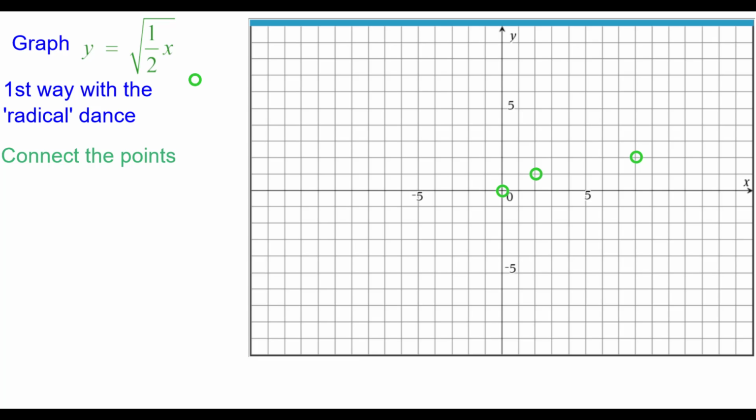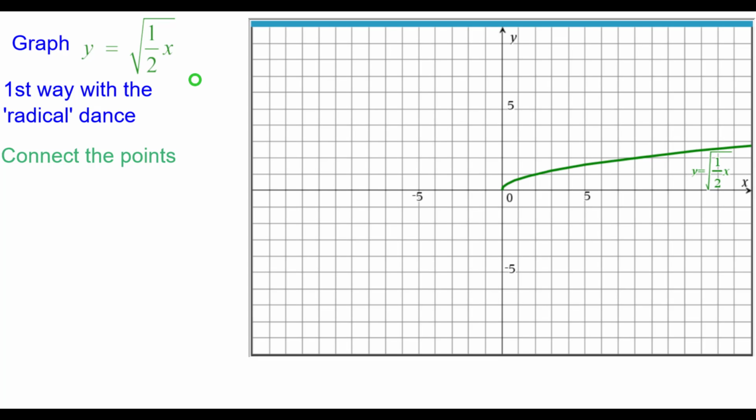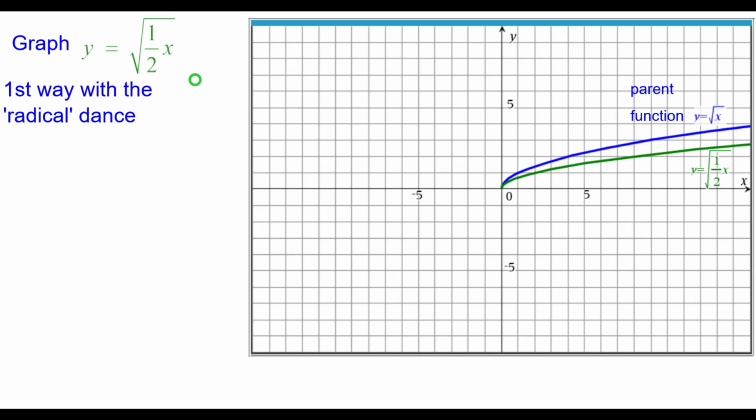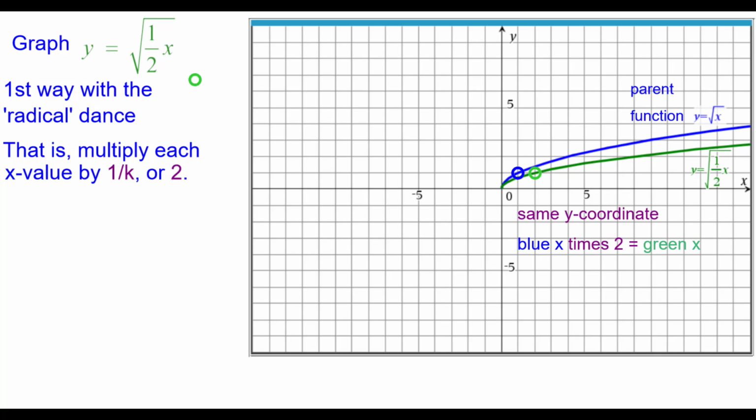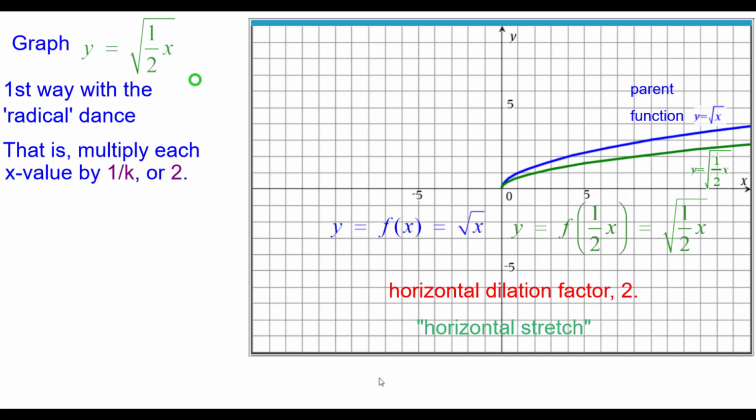So connecting those points, we get this y equals the square root of the quantity 1/2 x. And when we compare it to the parent function, you can see that for these 2 points that have the same x coordinate, the blue x coordinate times 2 is equal to the green x coordinate in each case. So this has a horizontal dilation factor of 2, and this is considered a horizontal stretch.